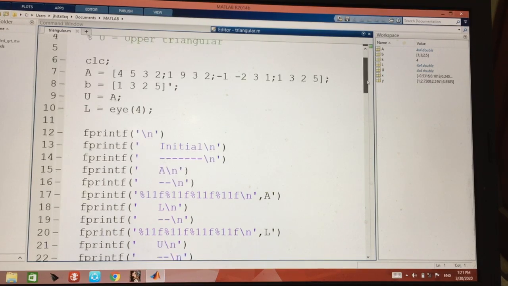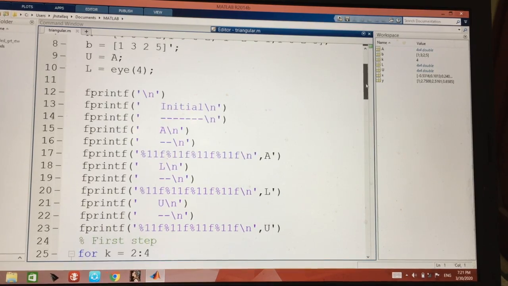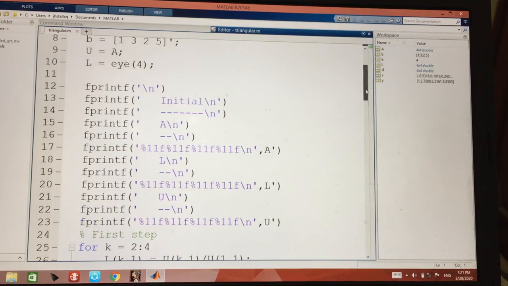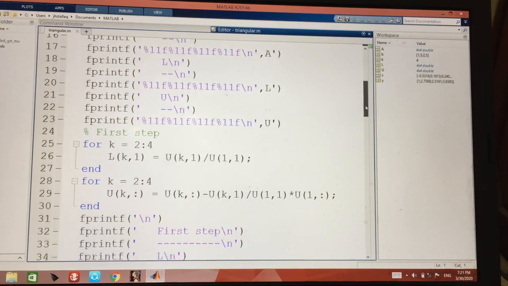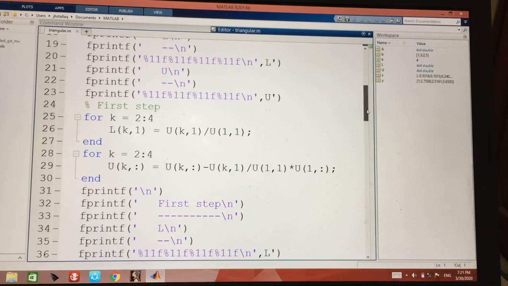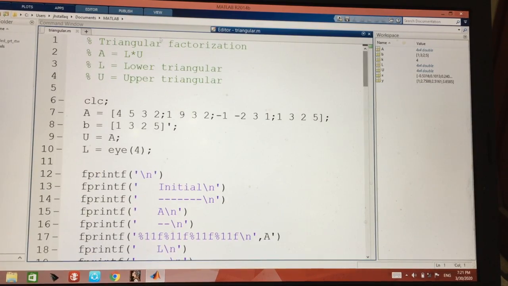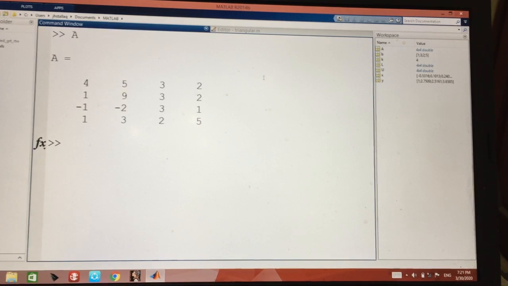This is a triangular factorization. This is A, this is B, U equal A, L equal I4, that is L here. I means identity matrix, and it's 4 elements. Okay, so the first step, we want to print these things. Let's run it and demonstrate it for you, okay?